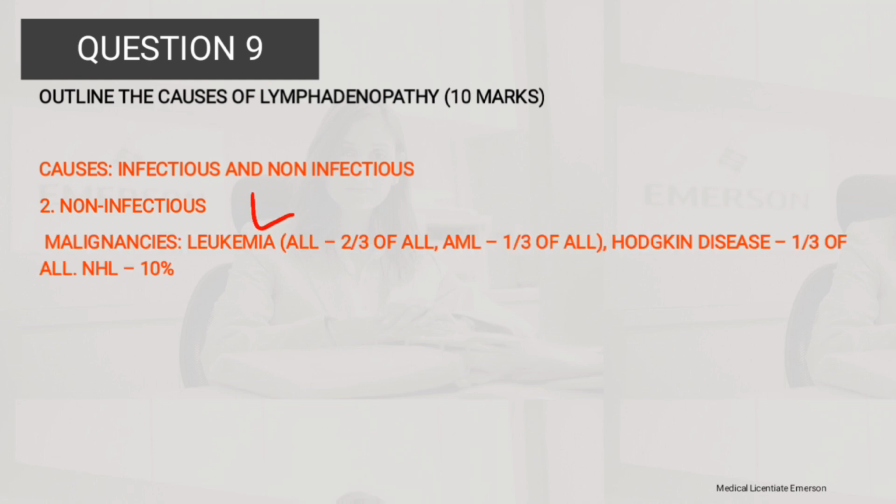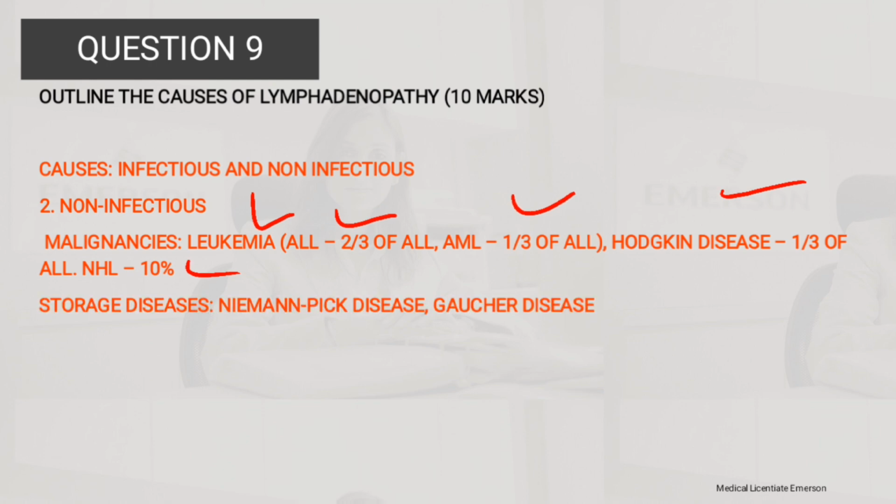And then the most common leukemia is acute lymphoblastic leukemia, which has 2/3 of all leukemias. Then acute myeloid leukemia is 1/3 of all causes of the leukemia lymphadenopathy. Then we have Hodgkin's disease, which is 1/3 of all causes of lymphadenopathy. Then for non-Hodgkin's lymphoma, it's about 10%.